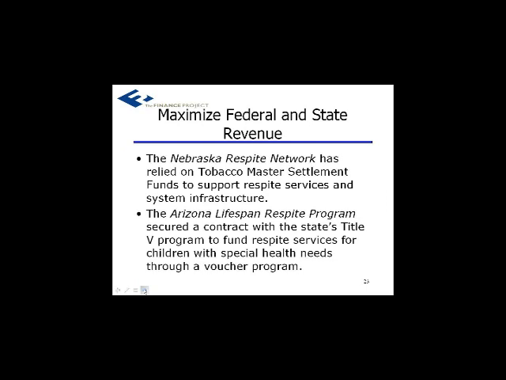Also, refinancing and administrative claiming are some other strategies for maximizing federal and state revenue. The Arizona Lifespan Respite Program has a contract with the state's Title V program to fund respite services for children with special needs through a voucher program. So really thinking about, and almost doing, a fiscal map of sorts, really paying attention to what resources are out there from some unexpected sources, perhaps, that could support your work.